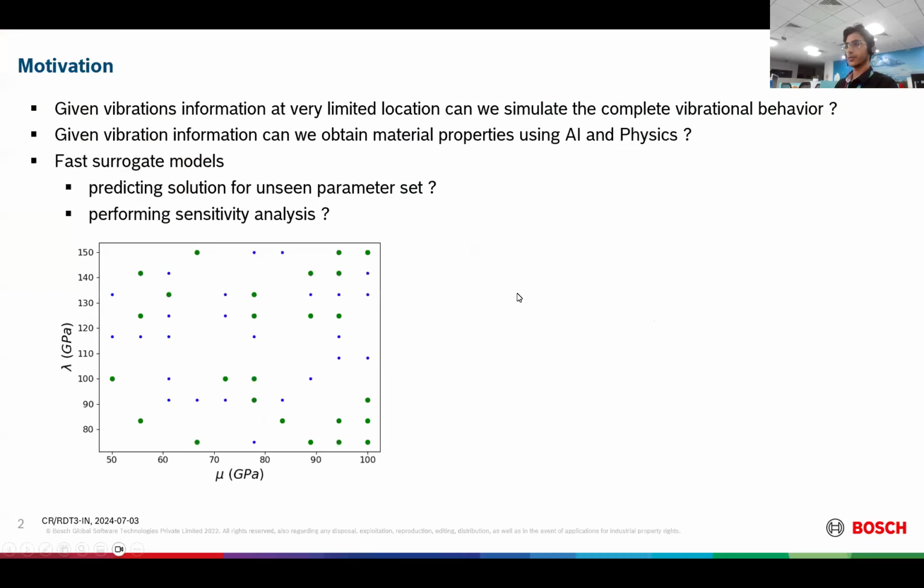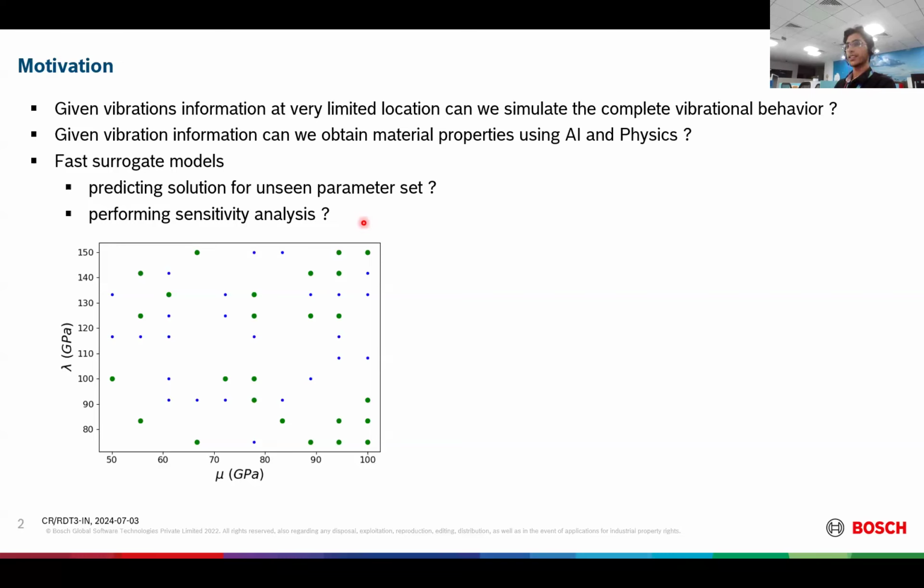So here we have our motivations. Given vibration information at a very limited location, can we simulate the complete vibration behavior? For example, if we have some vibration data at very few sensor locations, using that data, can we simulate the whole system? And given this vibration information, can we identify the material properties using AI and physics?